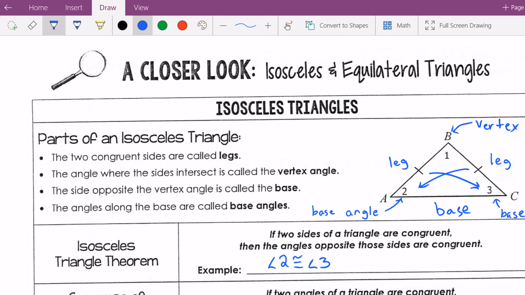So, to recap, if two sides of a triangle are congruent, the angles across from those sides have to be congruent to each other. And if two angles of a triangle are congruent, the sides across from them have to be congruent to each other.